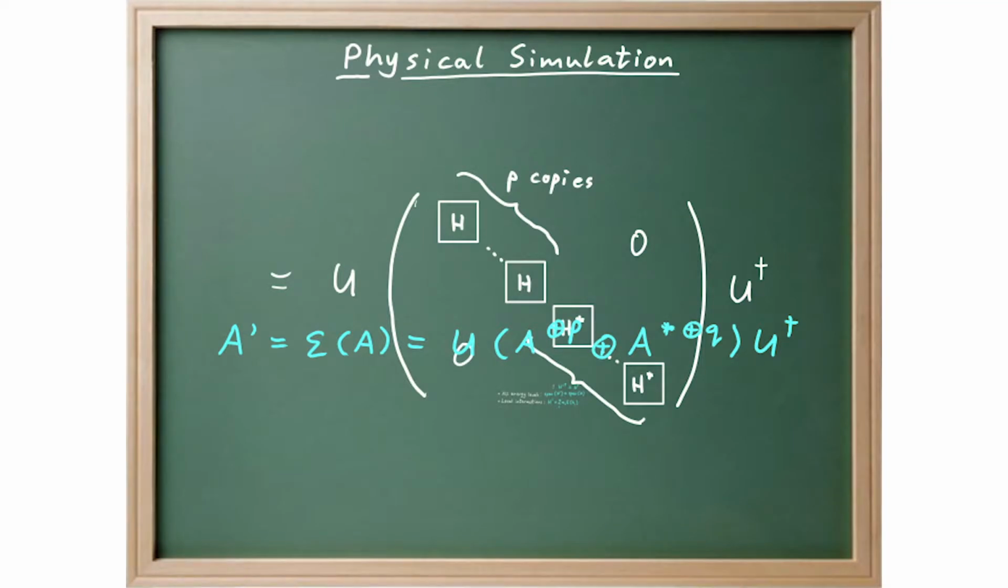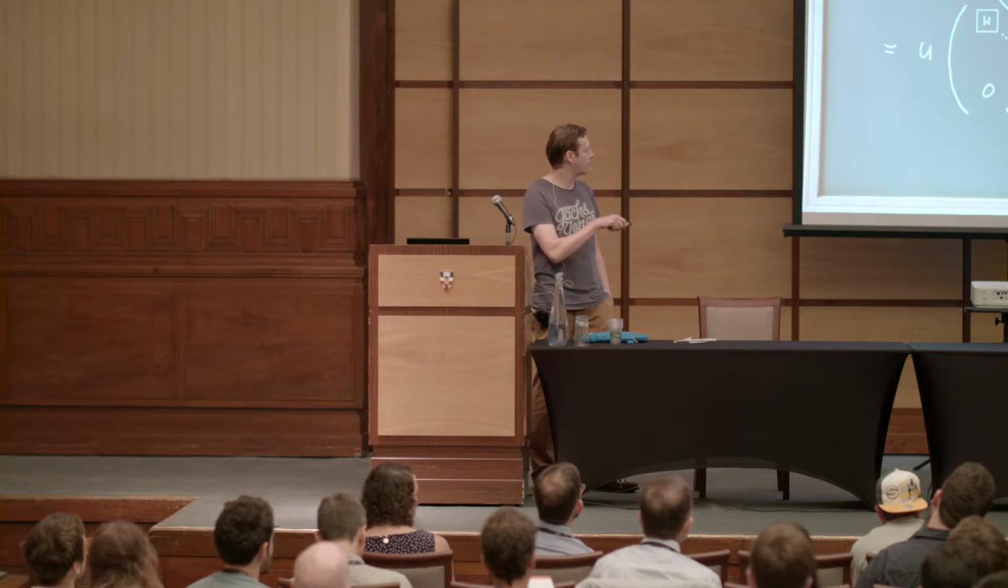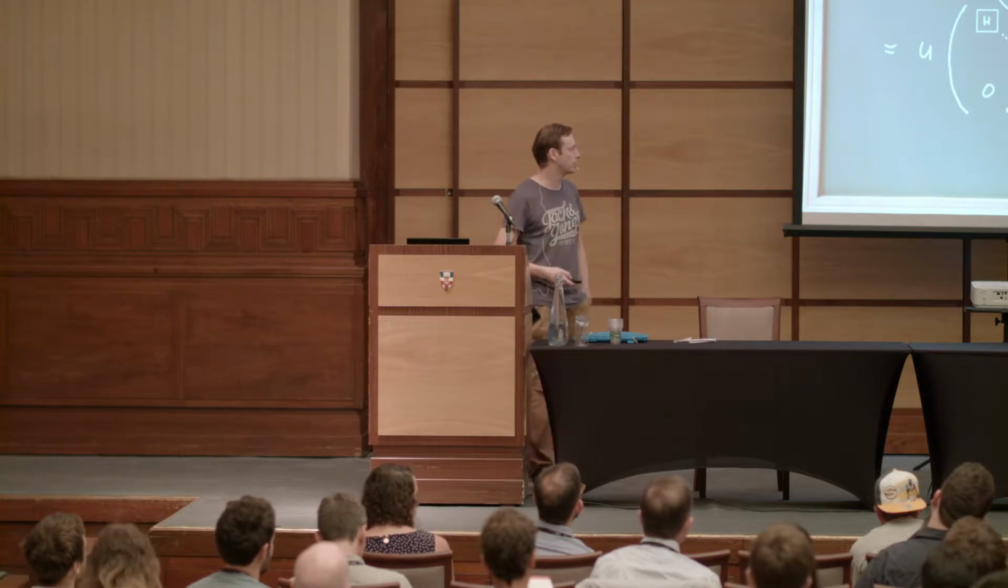This says that if this A primed is going to simulate the physics of A, then the only thing it can look like is, up to a unitary, you put copies of H down the diagonal and copies of the complex conjugate of H down the diagonal. You have any number of copies of H and any number of copies of H conjugate. And then up to a global unitary, that is the only thing that preserves all the physics.